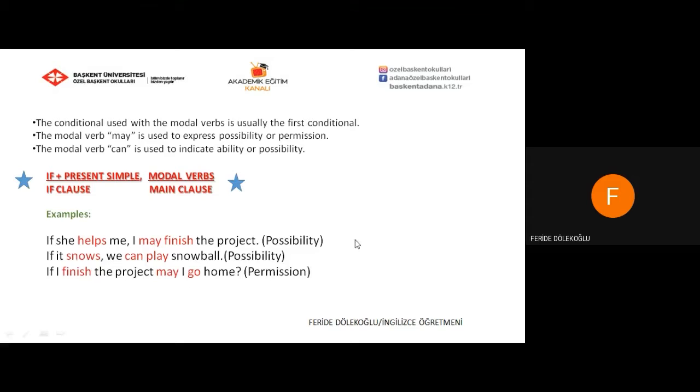If I finish the project, may I go home? Or you can say, may I go home if I finish the project? And this sentence indicates permission because it says, may I go home? If I have time, I may come to your house. Again, that's a possible condition. Okay, we are talking about possibility here. Let's continue.